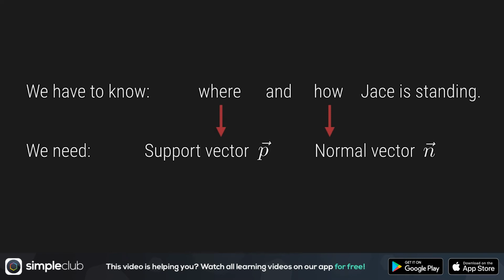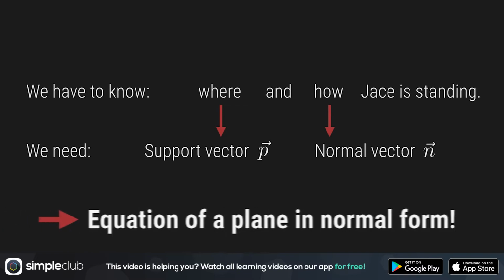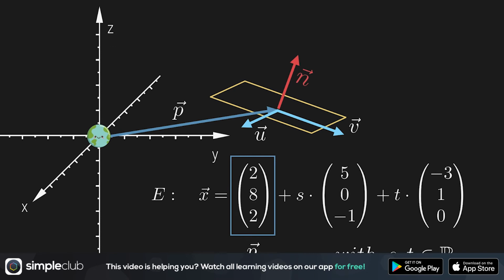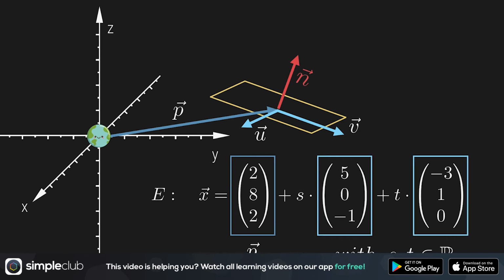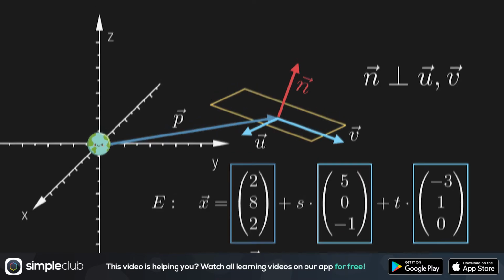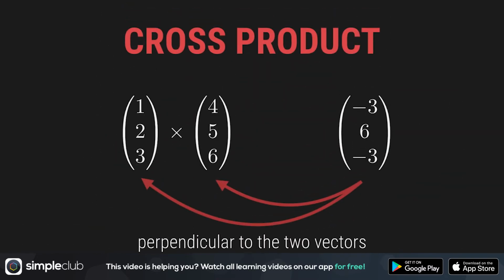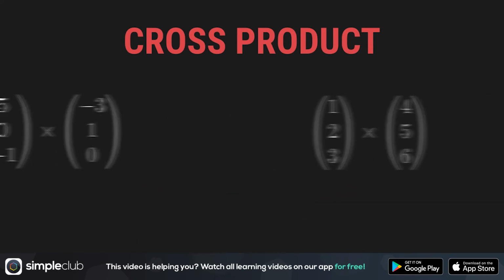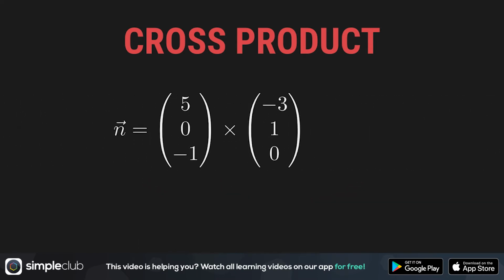If we have the support vector and the normal vector, we can write the equation of the plane in normal form. So we have the support vector, that's this guy here, but we still need the normal vector. How do we calculate this one? Well, we know that it has to be perpendicular to the plane. We have two basic vectors which lie on the plane. Therefore, it must be perpendicular to both of those. To calculate the vector that is perpendicular to two others, we know how to do that, don't we? Right, the cross product. So the normal vector is the cross product of the two basis vectors, and that's what we're going to calculate now.